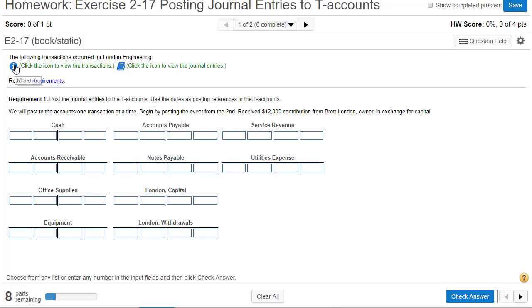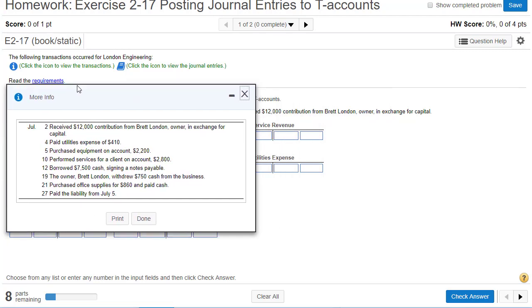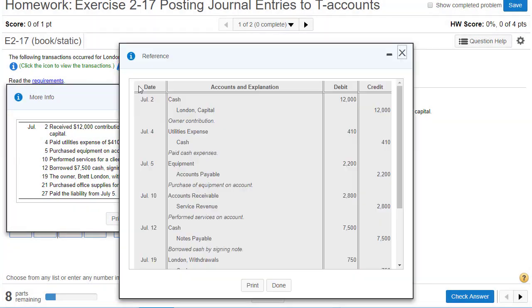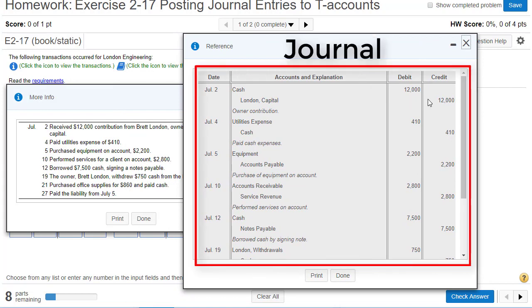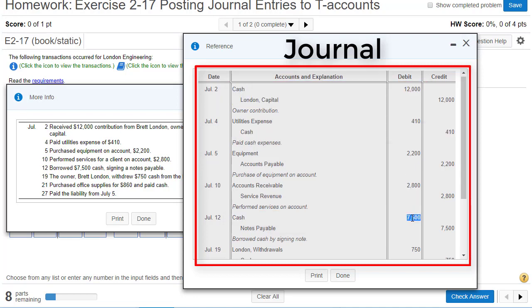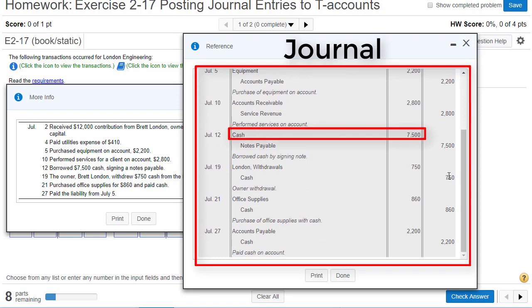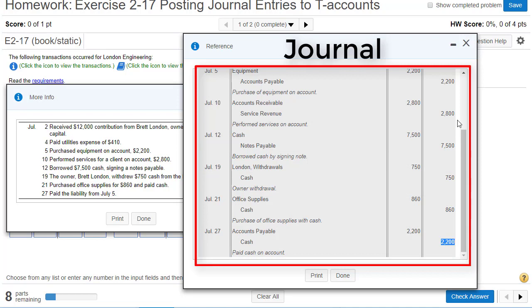So in the previous problem, we had these transactions and we entered them in the journal like this. Now the problem with the journal, as you can see, there are no balance columns. So if our boss asked us how much cash do we have, we would have to go through and find all the cash transactions and do the math, which is a pretty clunky way to do it.